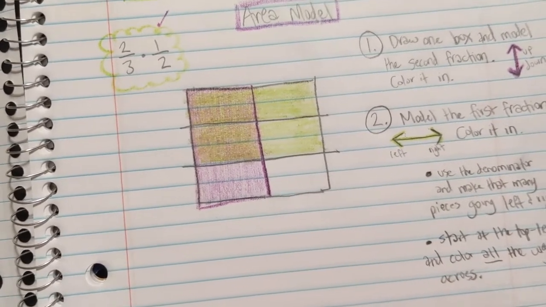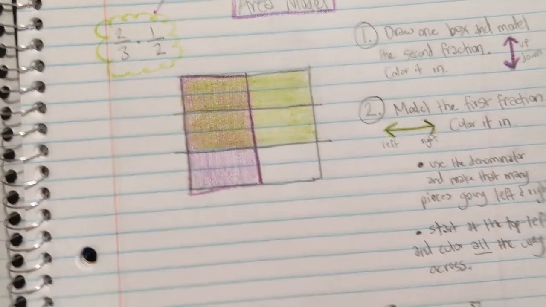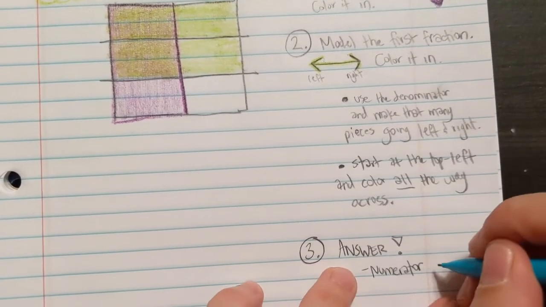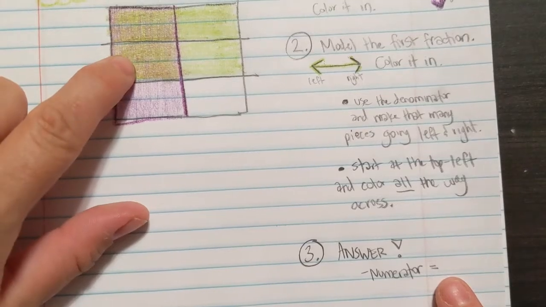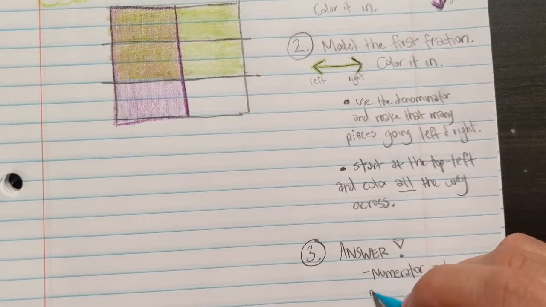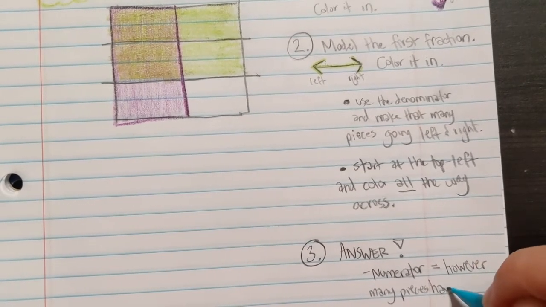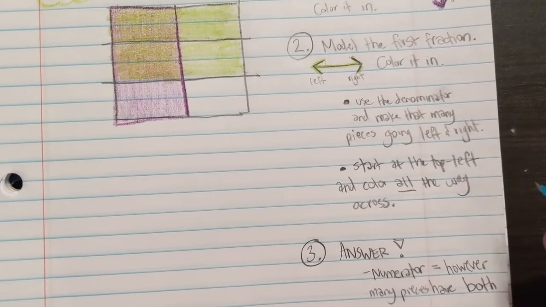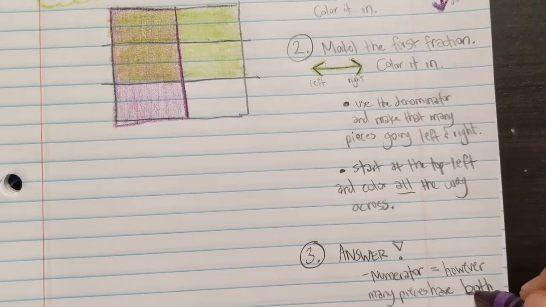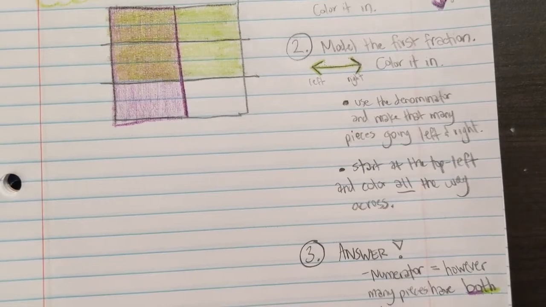Your answer. Here it is, the numerator. Just like before. Sorry, the answer. Your numerator is however many pieces have both colors. However many pieces have both, you're going to underline that again, colors. However many pieces have both colors.